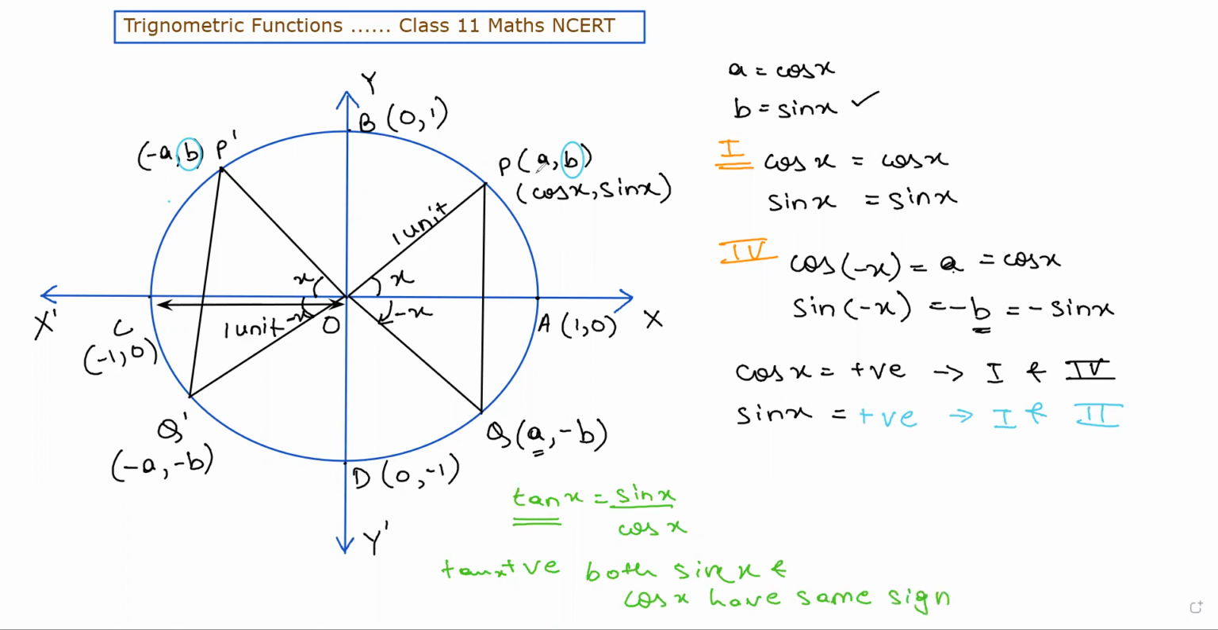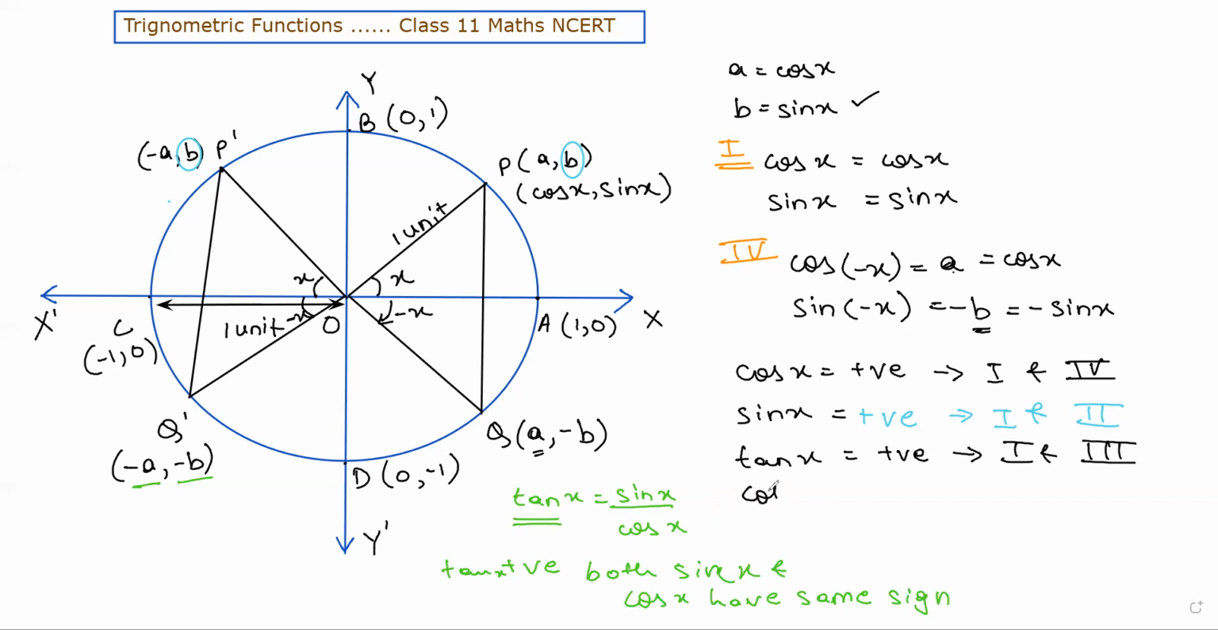By observation, in the first quadrant, a and b, which represent cos x and sin x, both have positive values. In the third quadrant, the x coordinate and y coordinate both have negative values, which means you have minus cos x and minus sin x. So definitely tan x will be positive in the first quadrant and in the third quadrant.